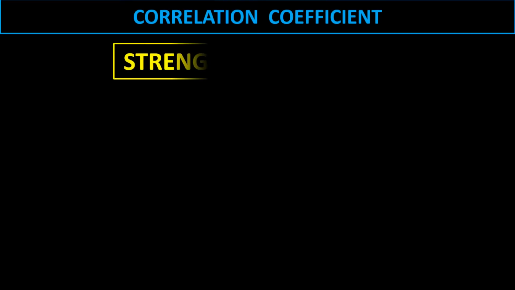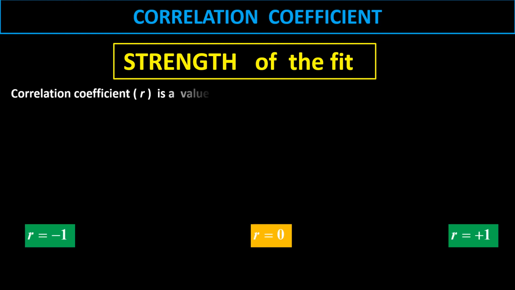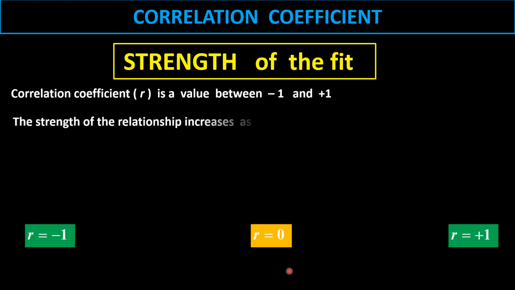We're going to look at the strength of the correlation coefficient. What is the strength of the fit to the data set there? Now, the correlation coefficient is a value between -1 and 1. So that is the perfect one, and that's a perfect positive, and that's a perfect negative, and this one has no correlation there. Okay.